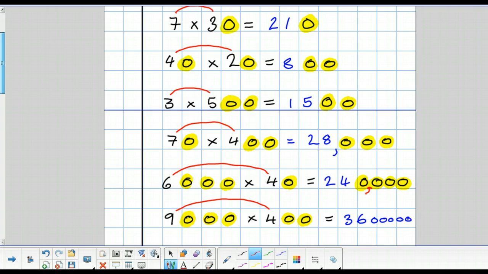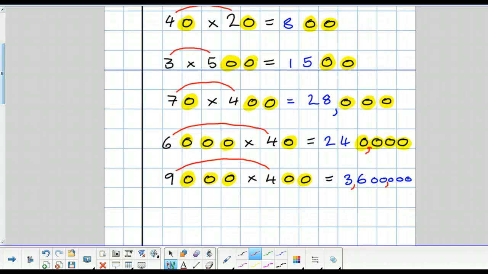Let's put our commas in. So it's every 3 from the right. So it's 1 here and here. And we pronounce the answer as follows: 3,600,000. Did I foolishly say that was our last example?